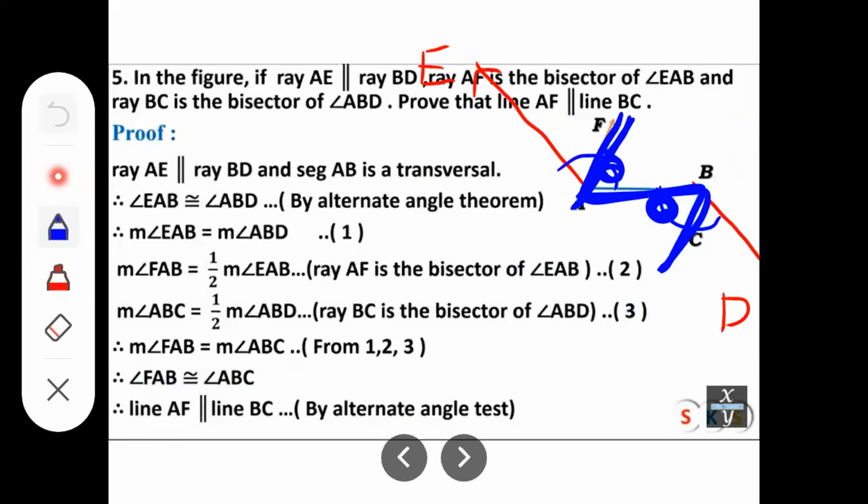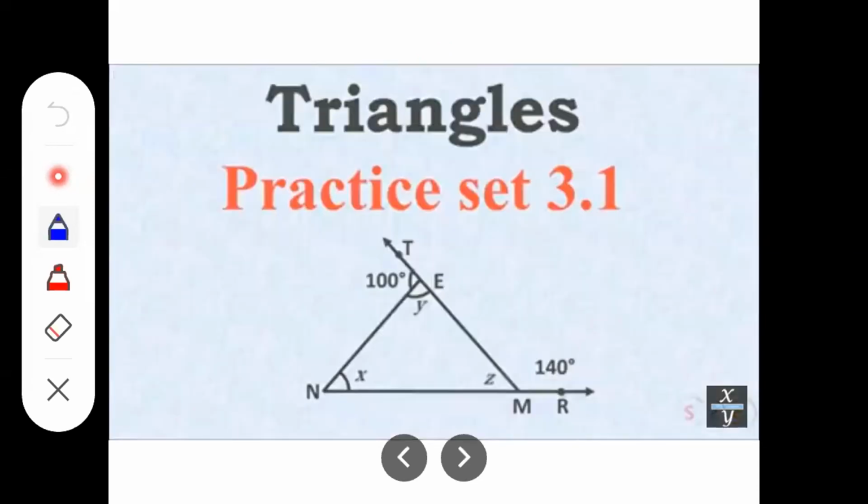You have to write only 3 equations here, and by those 3 equations you can prove what is expected. Here, the examples for 2 and 3 marks we completed. Now let's move to the next lesson and its first practice set.